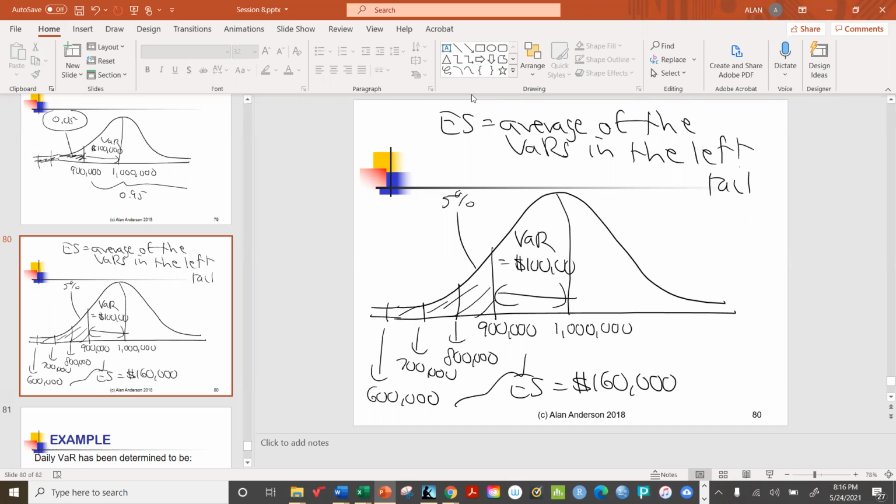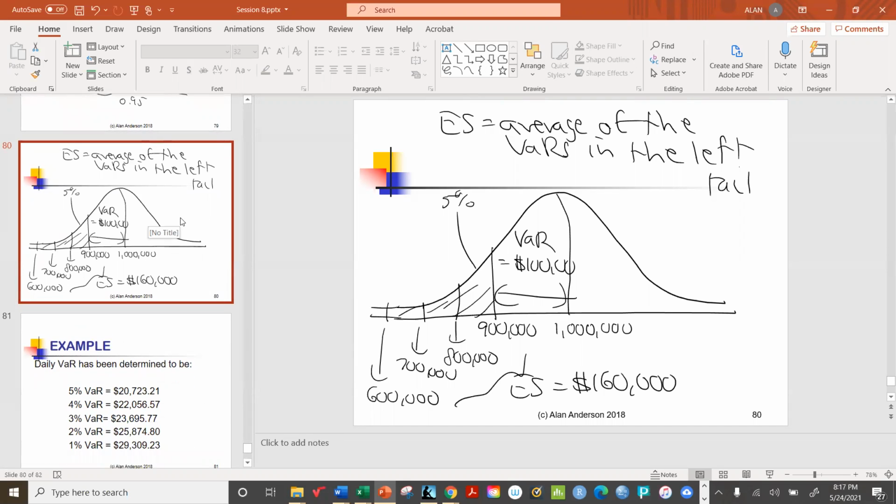yes, the cutoff point with the left 5% tail is 100,000. But if I do end up in that left tail, on average, I can expect to lose about 160,000. Those are all the other losses that I've kind of overlooked by just calculating VAR by itself. So the expected shortfall is a good way to supplement our VAR measure with more detailed information about what could happen in this left tail. And it's not hard to calculate. I mean, you're essentially just calculating VAR with different levels of confidence and averaging them out.